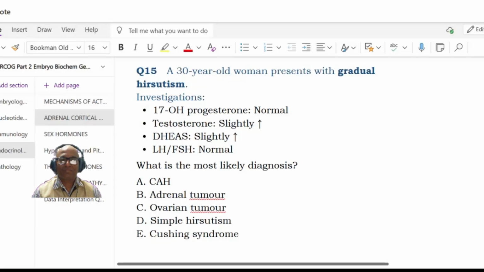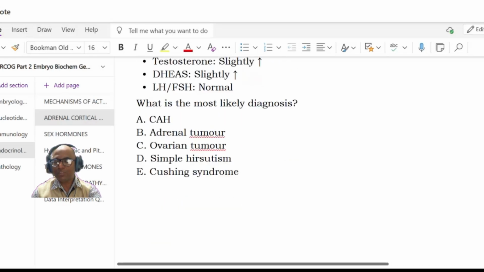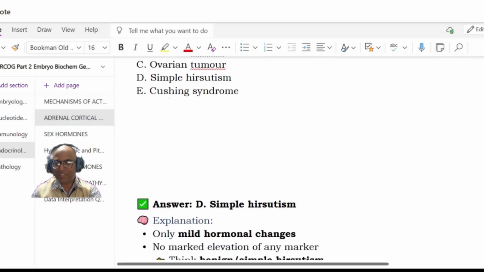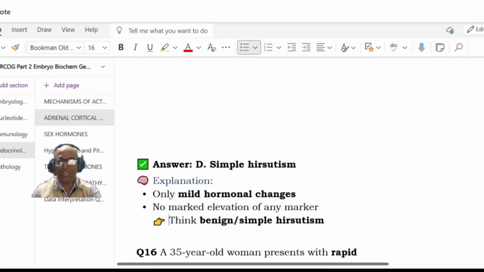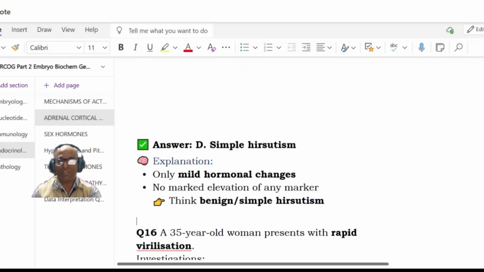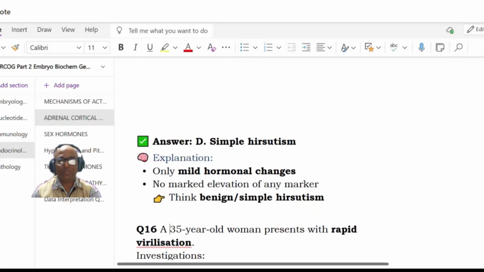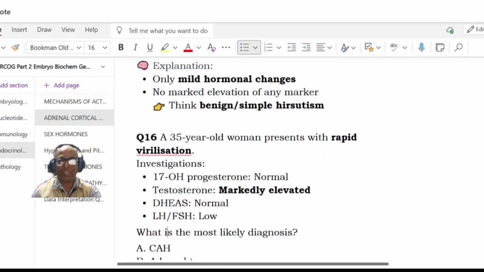Adrenal tumor? But it is only slightly higher, so it is simple hirsutism, option D, because both are mildly raised. Testosterone and DHEAS are mildly raised. Sometimes the free hormone levels are also increased for some reason. The total level may be normal, but whatever increase is there will also produce the effect. So only mild hormonal changes, no marked elevation of any marker. So we will think about benign or simple hirsutism.